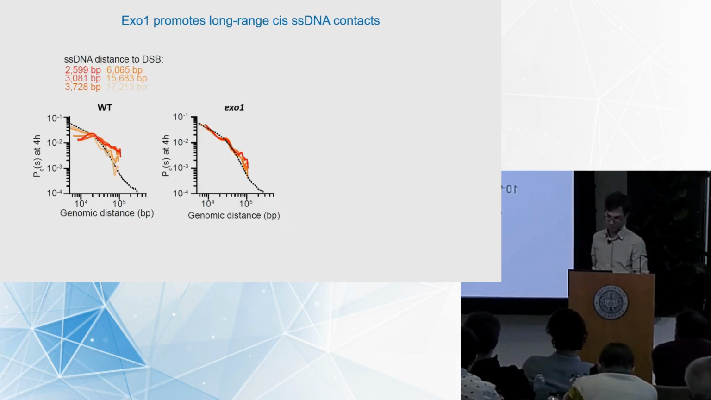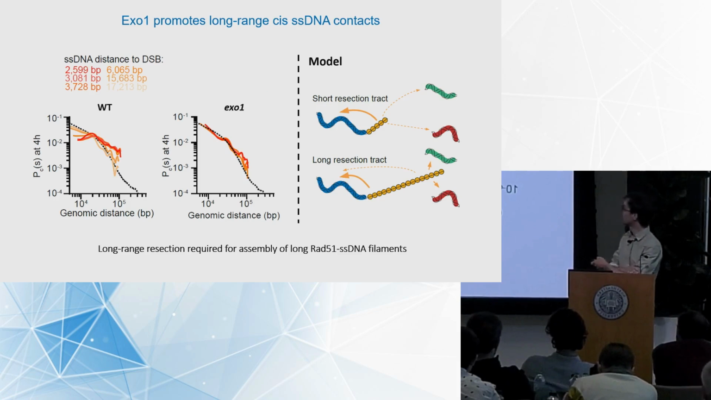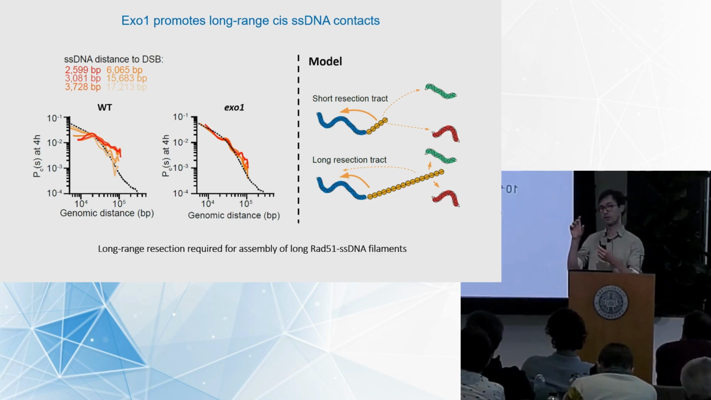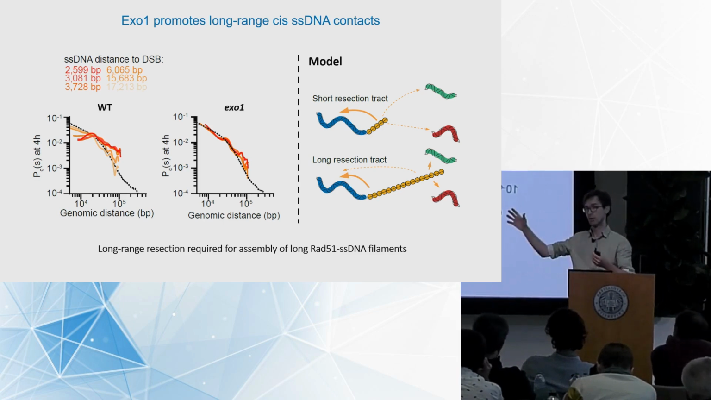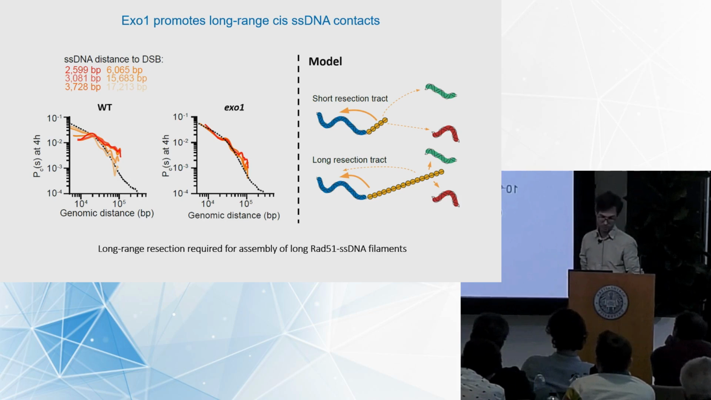So that essentially is the same thing in cis. Right? So a short resection tract is going to only give rise to short Rad51 segments that are incompetent for reaching at long range, and a long resection tract authorizes the assembly of those long filaments.